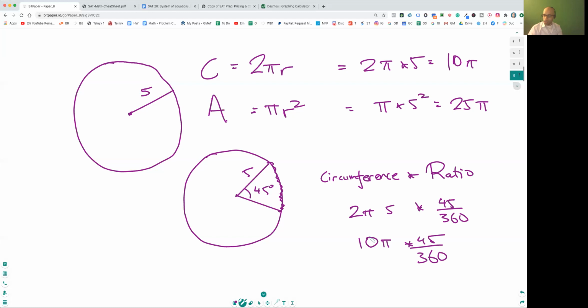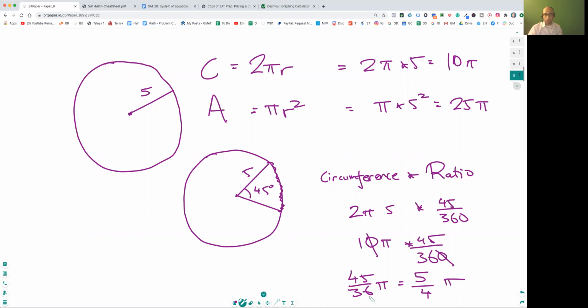Okay, 10 pi, so you cancel it out. Well done, Ben. So you can cancel this and this. So you get 45 over 36 pi. Then you can simplify it. Well done, Mimi. You can reduce it to the lowest terms. That's also a skill. So remember, 9 times 5 is 45 and 9 times 4 is 36. And then you get pi.